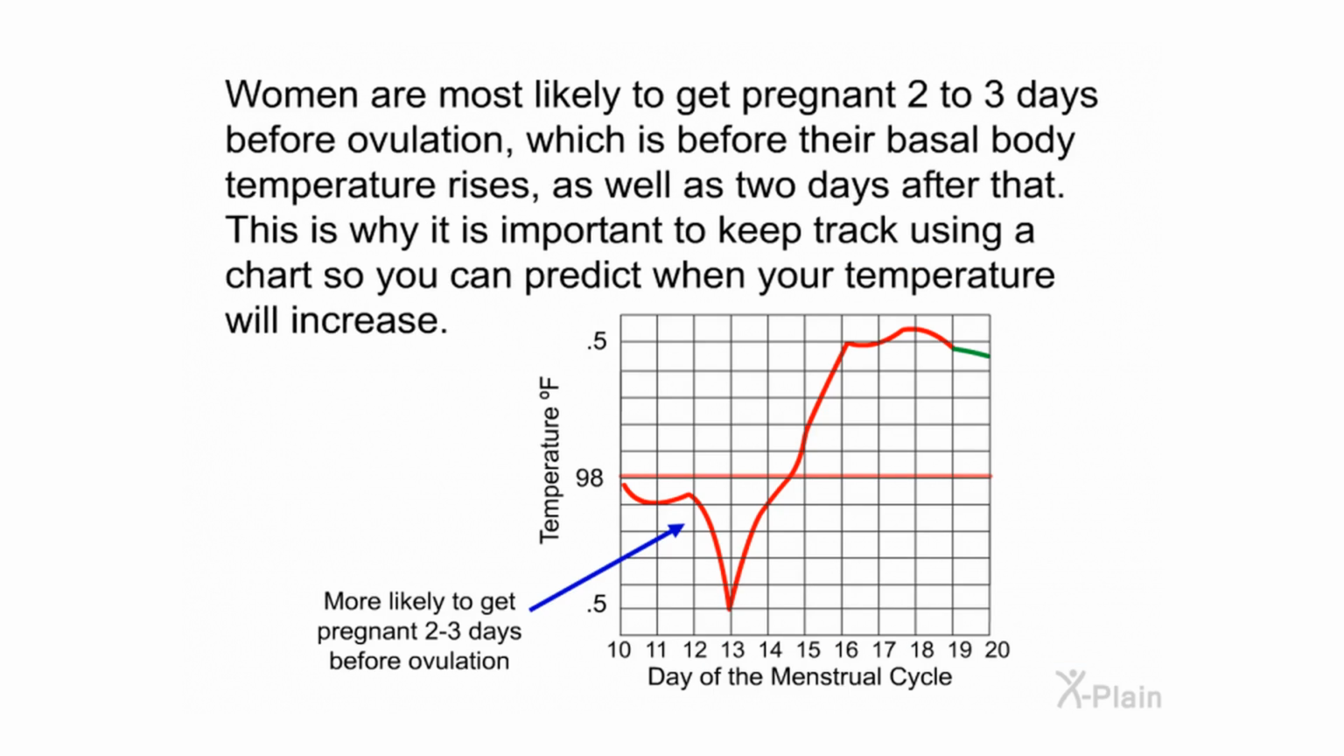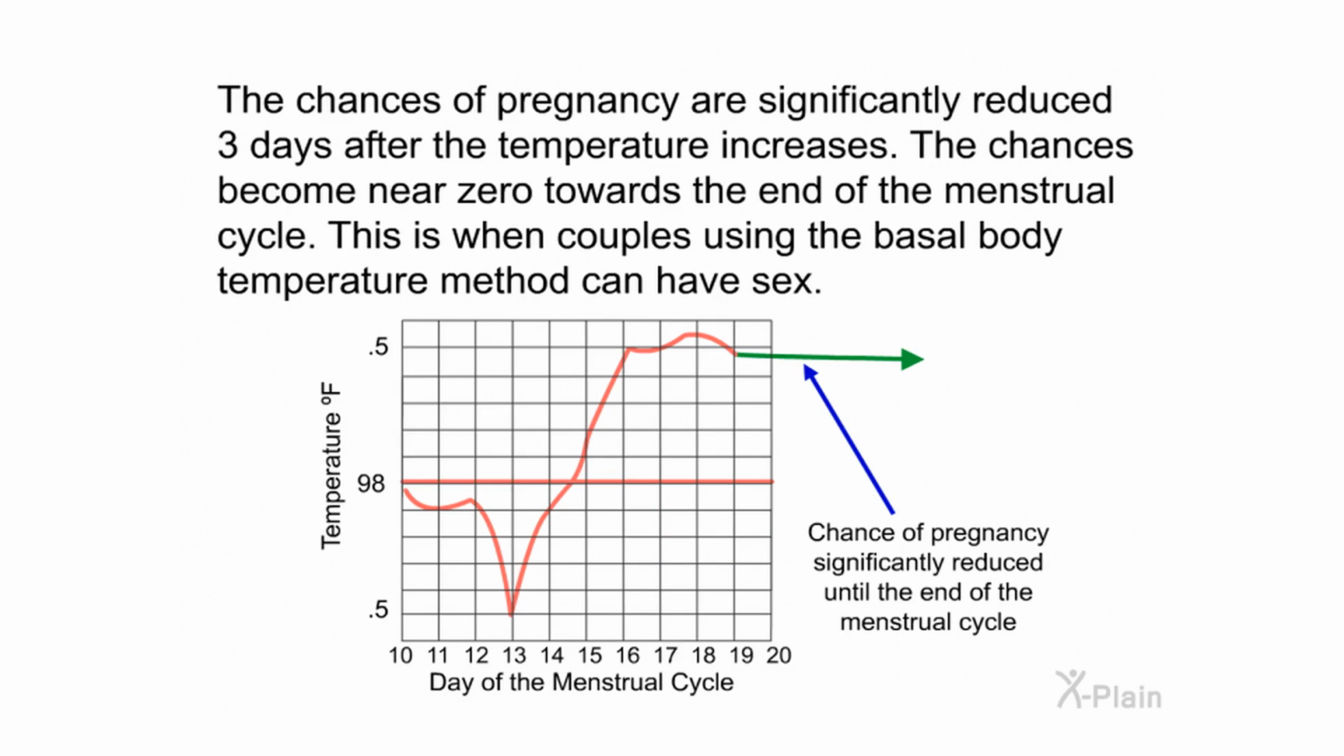Women are most likely to get pregnant 2 to 3 days before ovulation, which is before their basal body temperature rises, as well as 2 days after that. This is why it is important to keep track using a chart so you can predict when your temperature will increase. The chances of pregnancy are significantly reduced 3 days after the temperature increases. The chances become near zero towards the end of the menstrual cycle. This is when couples using the basal body temperature method can have sex.